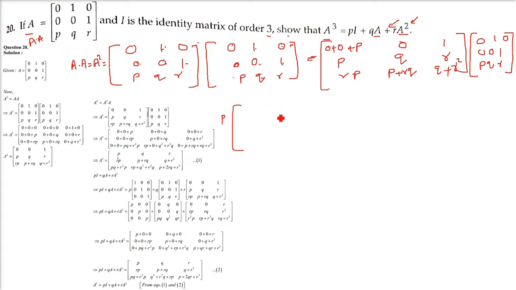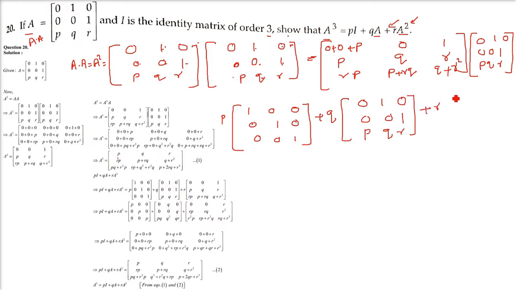So P into I: what is the diagonal matrix? It will be diagonal, all 3 values will be 1, 1, 1. This is your P. Then you have Q into A. What is A? Again the same matrix, 0, 1, 0, 0, 0, 1, P, Q, R. And then we have plus R into A square. A square we already found out. So this matrix I'm writing here, I'm not putting it here, but I'm just telling you, we will multiply R and then we'll write it.